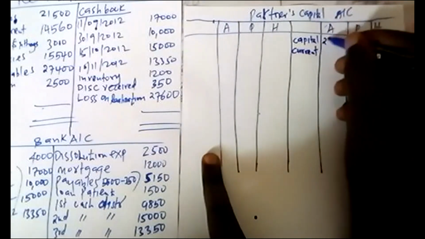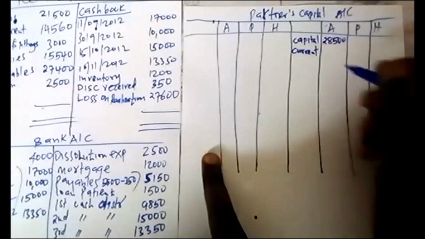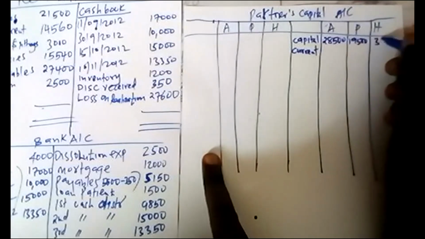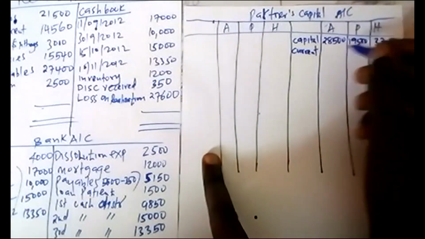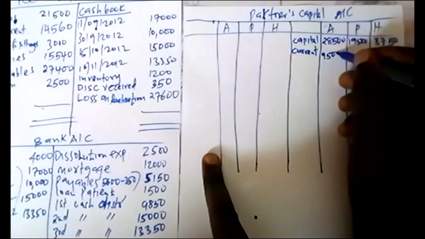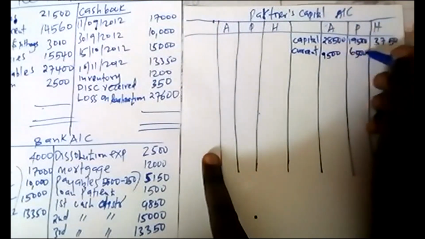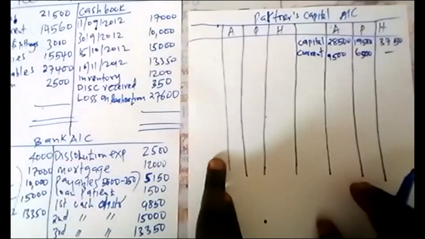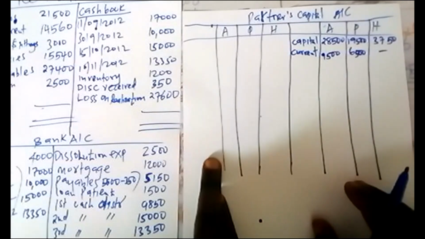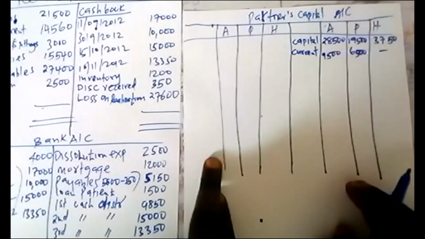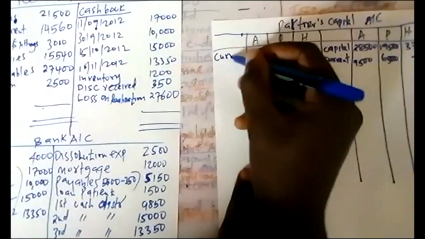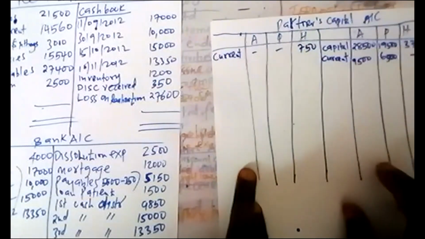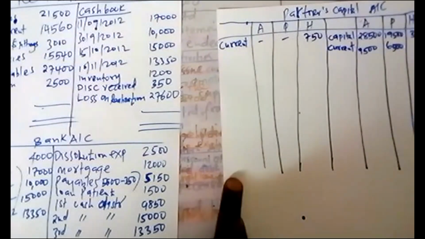So for the capital account, this one was 28,500. I think you know from the balance sheet. Then this was 19,500, and this one was 37,50. For current, it was 95 and it was 65. That is the total claim they were making concerning their capital and current accounts. So what did they receive? Remember that this was negative. That is why I need to record for Hastings a debit of 750. So concerning Hastings, it was a debit balance.